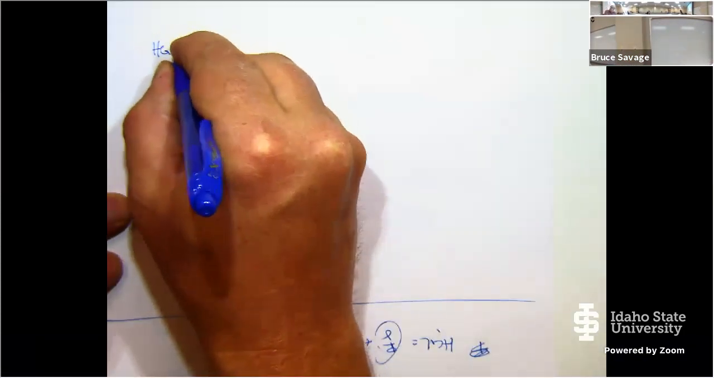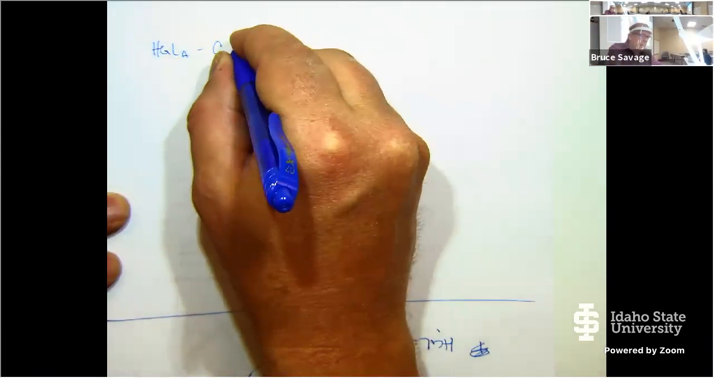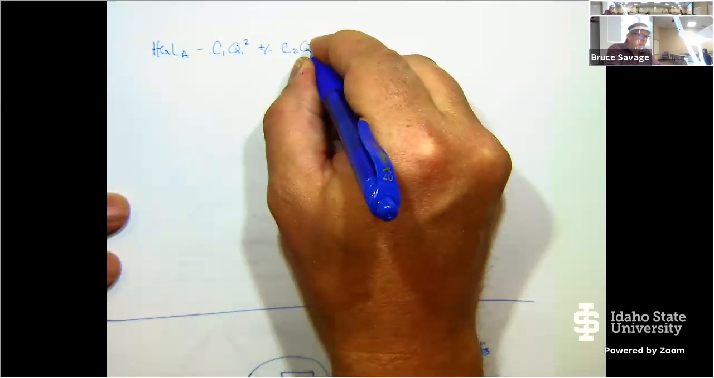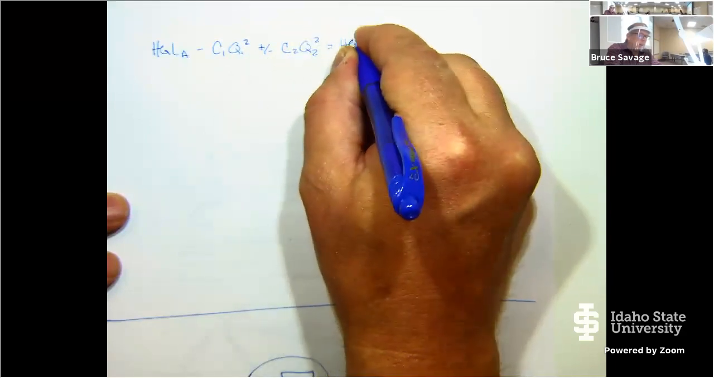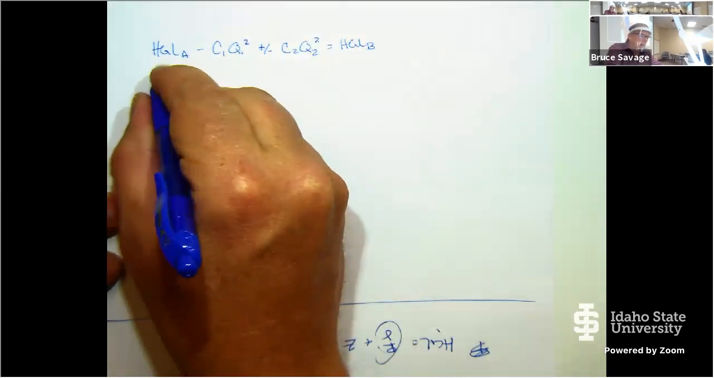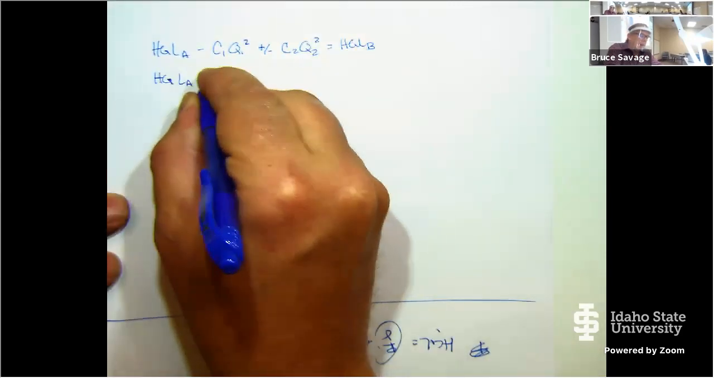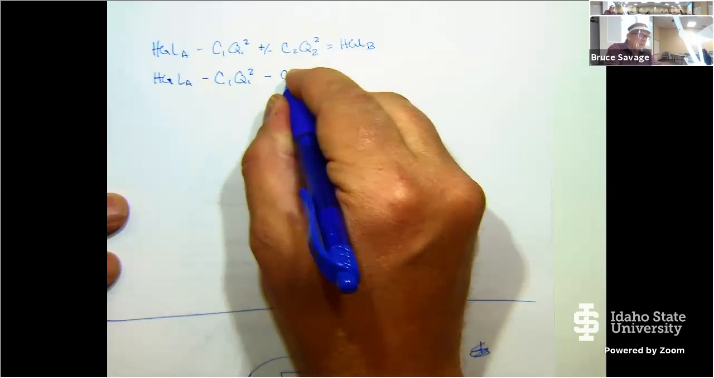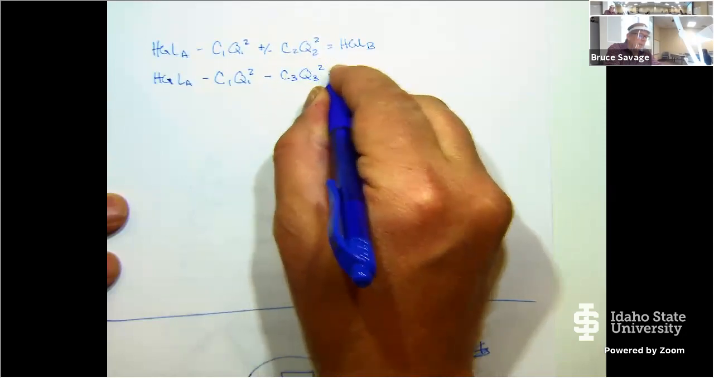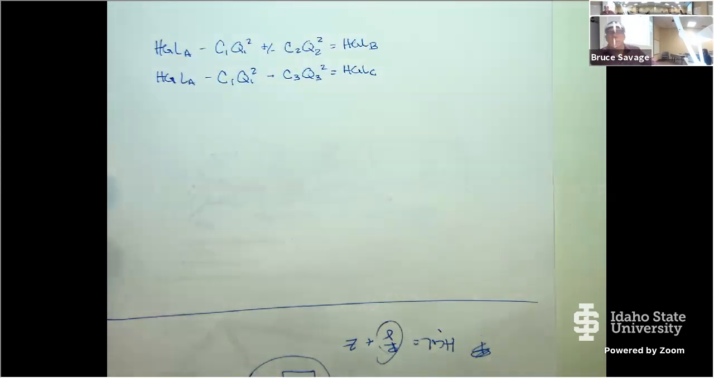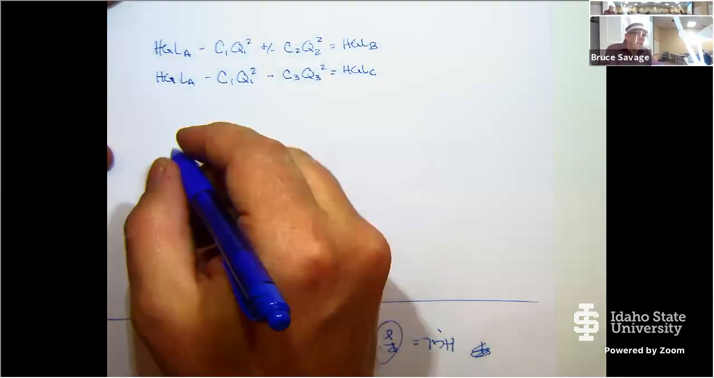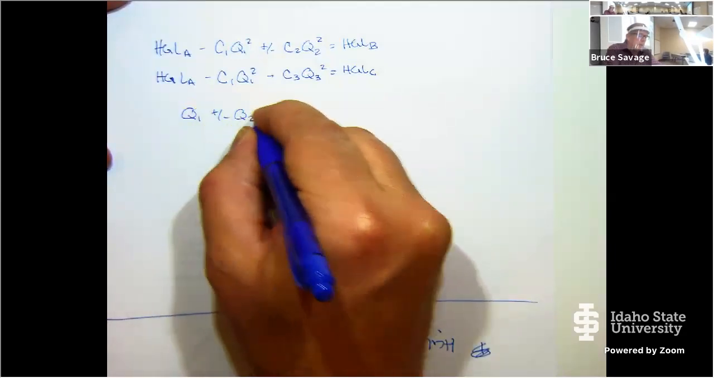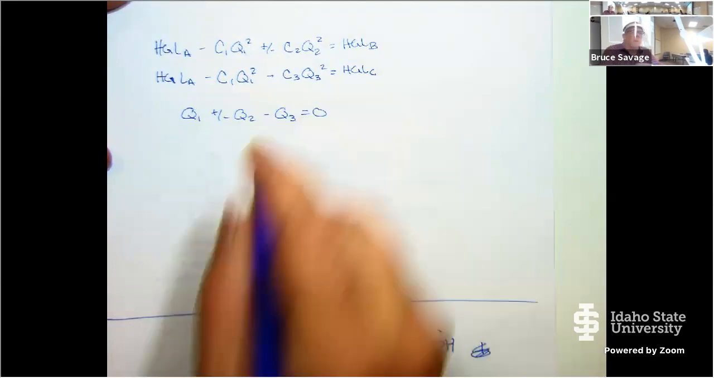The hydraulic grade line at A minus C sub 1 times Q sub 1 squared plus or minus C sub 2 times Q sub 2 squared is equal to the hydraulic grade line at B. I can also write the hydraulic grade line at A minus C sub 1 times Q sub 1 squared minus C sub 3 times Q sub 3 squared is equal to the hydraulic grade line at C. So we worked these before in the class. And then our third equation is that Q sub 1 plus or minus Q sub 2 minus Q sub 3 equals 0, our continuity equation.